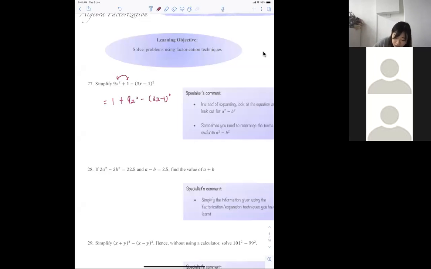Okay, can you see a square minus b square? Just that the 9 I must change to 3. Okay, so a square minus b square. So a square minus b square, remember what it is? It is a plus b, a minus b.